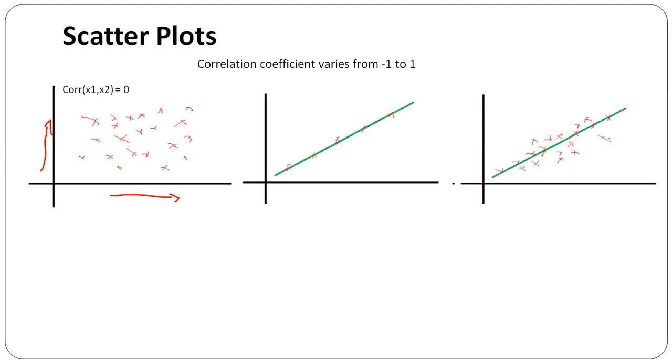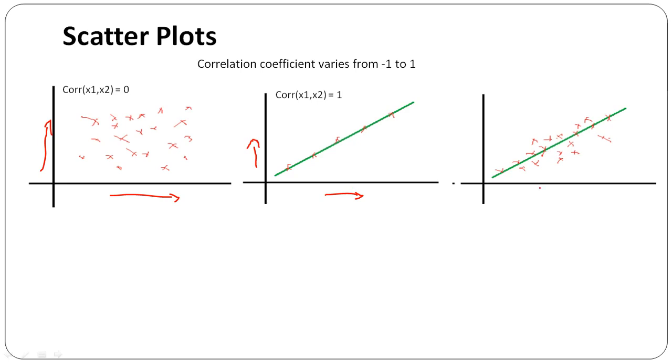In this scatter plot, the green line is the best fit line. We can draw this line connecting more data points in the best possible way. We can say it is positively correlated and the correlation between x1 and x2 is 1. We take the value of x1 on the x-axis and the value of x2 on the y-axis, and we plot the data points.